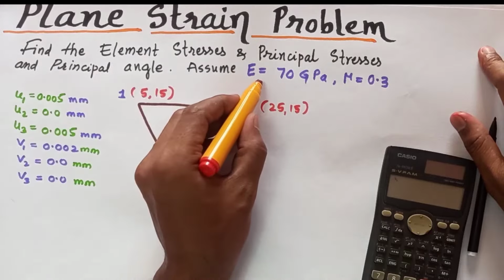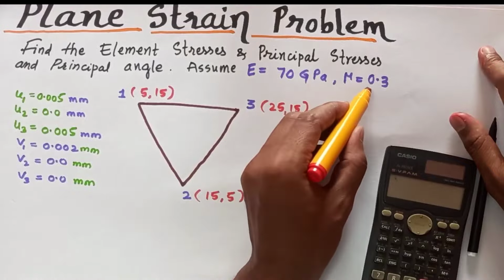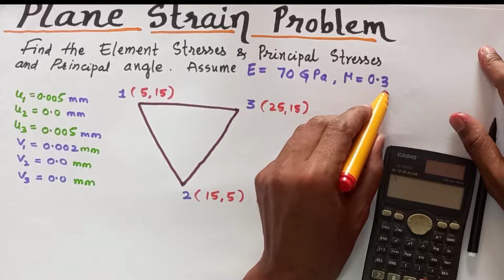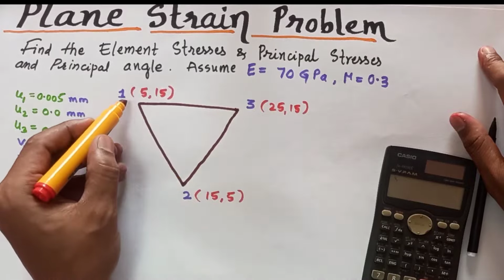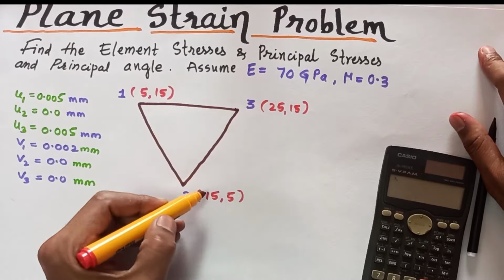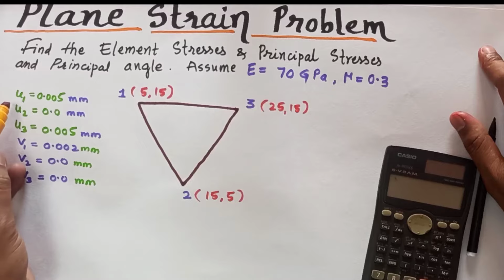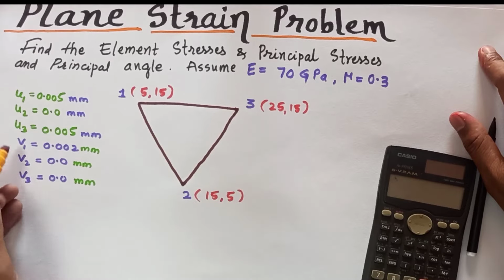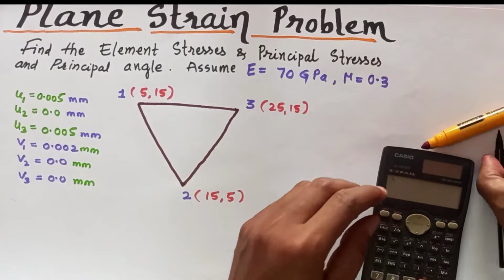Let us assume the Young's modulus is given as 70 gigapascal and mu, that is the Poisson's ratio, is given as 0.3. There is one triangle and its nodes are represented as 1, 2, 3, and they have given the local coordinates at each node. On the left side you can see the nodal displacements u1, u2, u3, v1, v2, v3. So these are the nodal displacements at each node they have given.